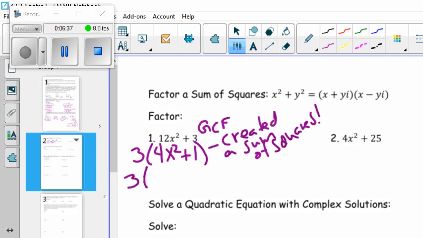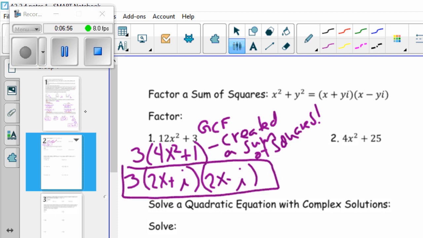So it's 3, and I know it's going to be 2 sets of parentheses. The square root of 4x squared is 2x. So 2x plus, 2x minus. Now it's this number with an i. The square root of 1 is 1, with an i is just i. So 2x plus i, 2x minus i. I cannot forget about the 3 that I factored out at the beginning. So 3 times 2x plus i, 2x minus i.